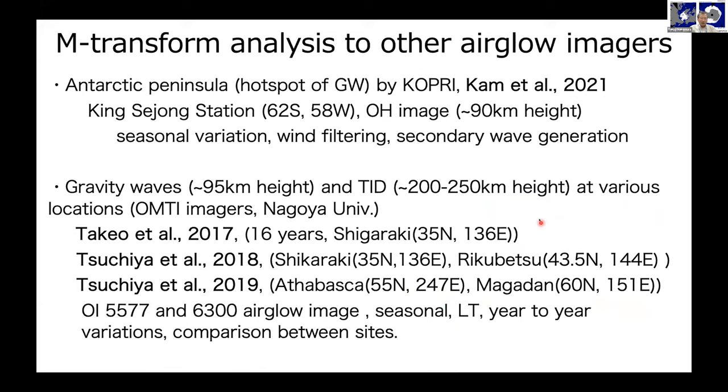Because time is limited, I just show the list of studies that used the M transform. Kamo et al. and Copley reported gravity waves near the Antarctic Peninsula. This is a hot spot of gravity waves, and they reported seasonal variation, wind filtering, and secondary wave generation. Our colleague at Nagoya University reported both gravity waves at 95 kilometer height by the green line, and TID at 200 kilometer height by the red line, at various sites by various OMTI measurements. They reported the seasonal, local time and year-to-year variations between the several observation sites.